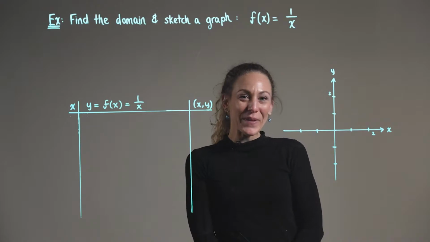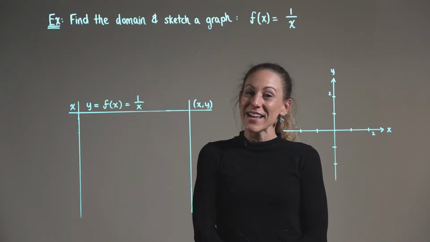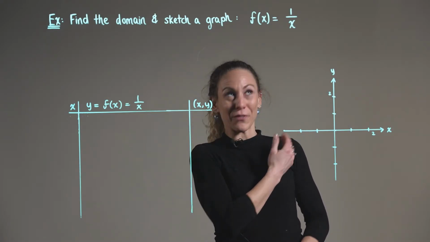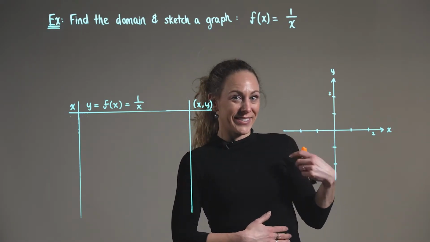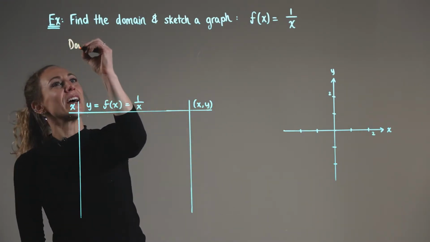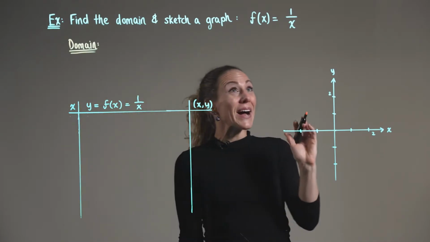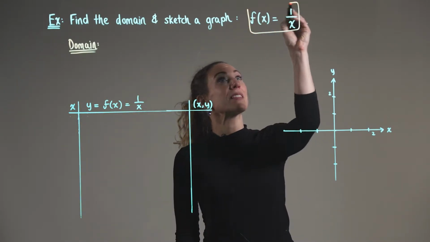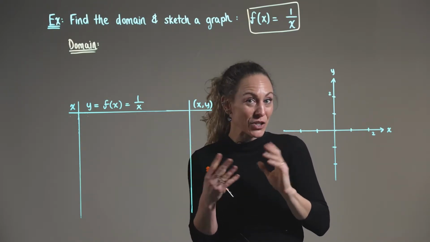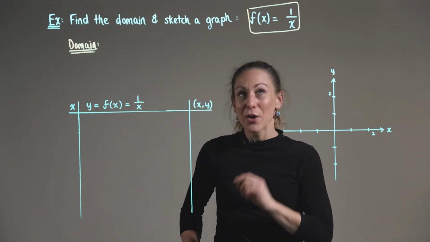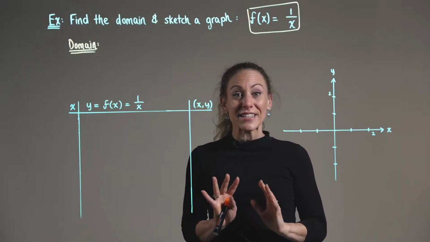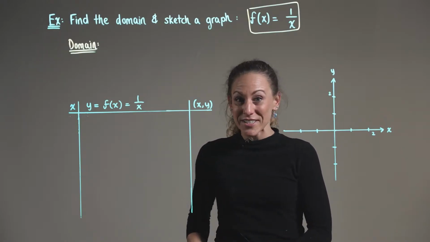In this example, we're asked to find the domain and sketch a graph of the function. Here we're given the reciprocal function 1/x. So the first thing that we need to do is find the domain. Keep in mind we are working with the reciprocal function, or a rational function. These types of functions have domain restrictions. We know that a rational function is undefined or does not exist if the denominator is equal to 0.